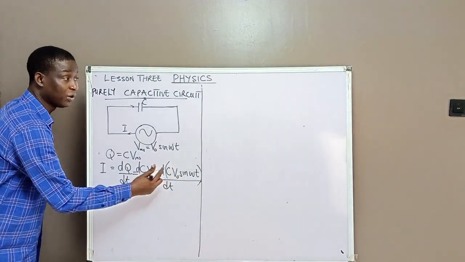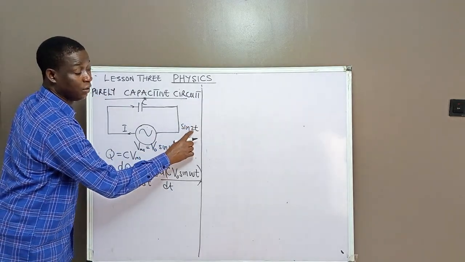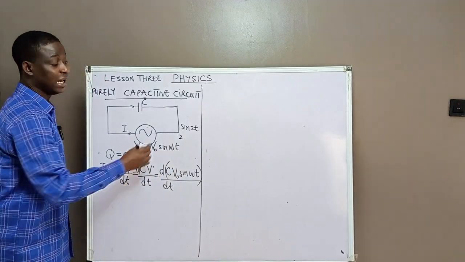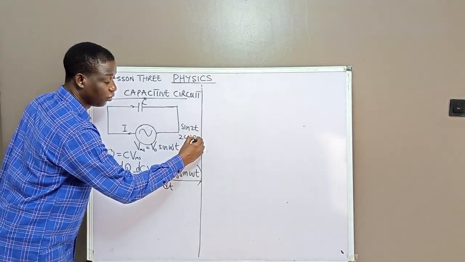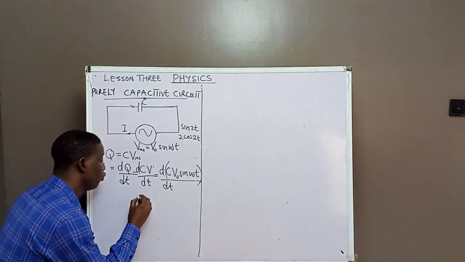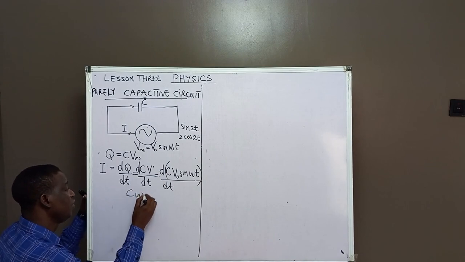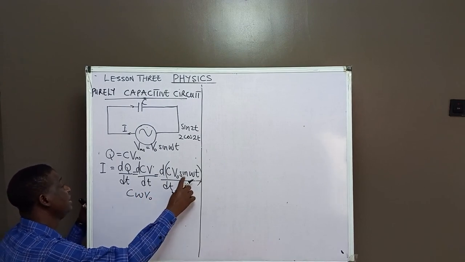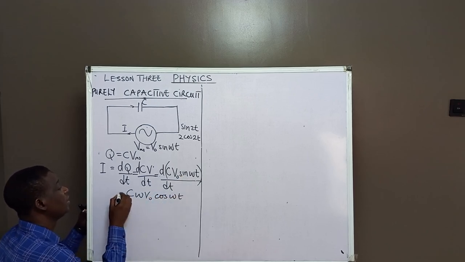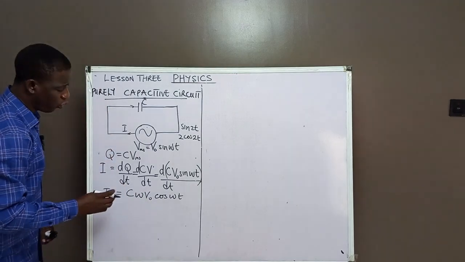If you differentiate this with respect to time, don't forget, you have to differentiate sine wt. You have to differentiate wt first. When you differentiate wt, you are going to have w. Now put w there. Then I differentiate sine, you now have cos wt. So that's what we are going to do here. W multiplied by all this, C V naught, then we differentiate sine, and we are going to have cos wt, which is equal to I.